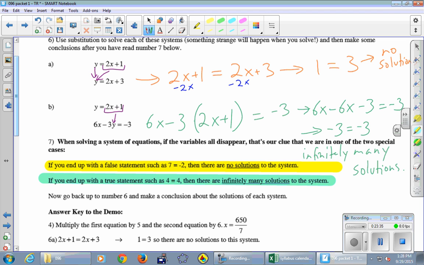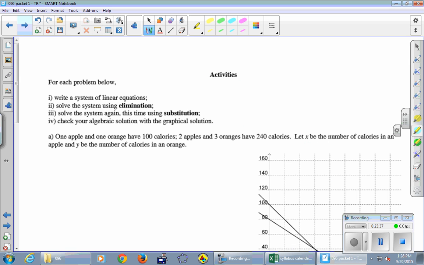Okay, so we've got about 12 minutes. Move on to the next page. You're going to get as far as you can on the activities today, and then we'll pick up here in a future class.